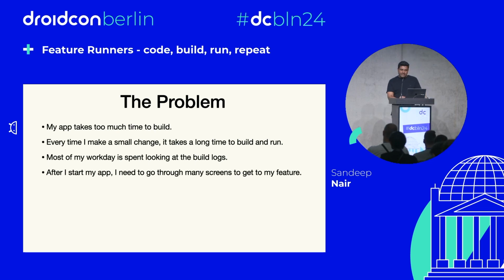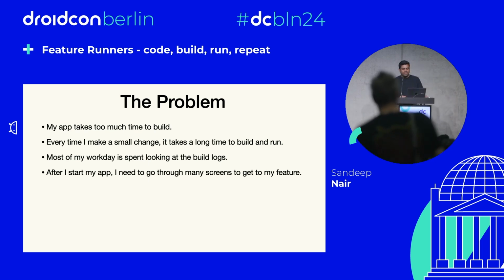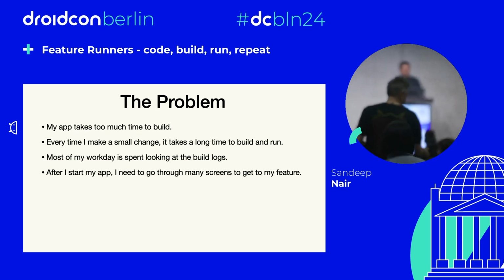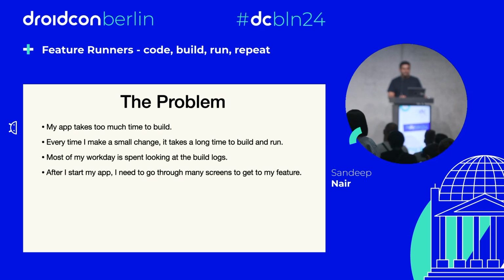And the problem is that the app you're working on takes too long to build. Every time I make a small change, it takes quite a long time to build and run. Most of my day is spent just looking at the build logs and the slow builds. And even after all of that, when I start the app, I need to go through maybe a login screen, click through so many screens like your splash, your home screen, and then finally come to the feature. And then you realize there's a mistake. You make some code change, build again, takes the same amount of time again. It's quite frustrating. Can I see a quick show of hands if you have faced the problem?